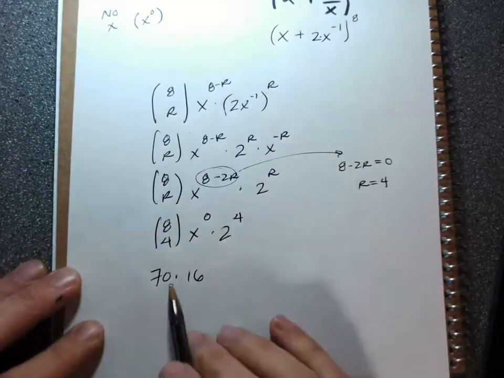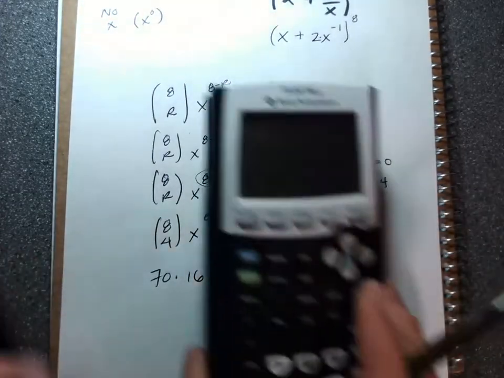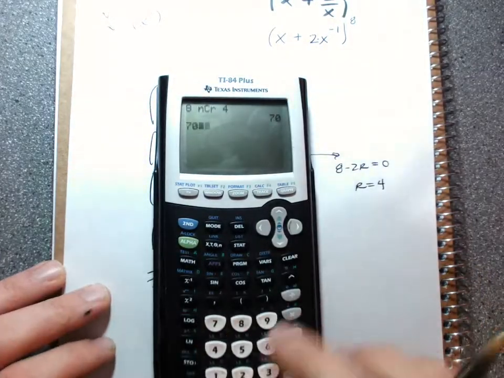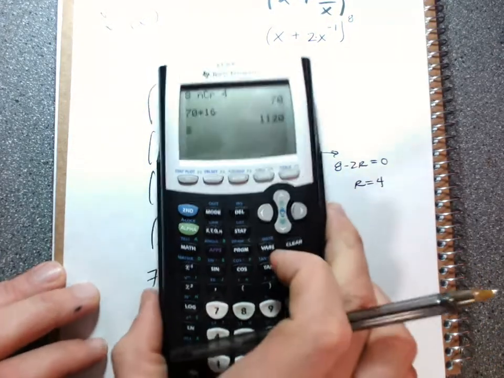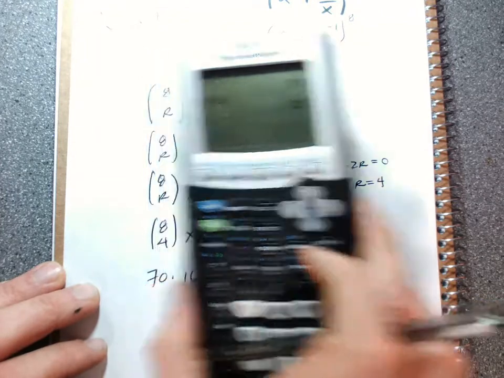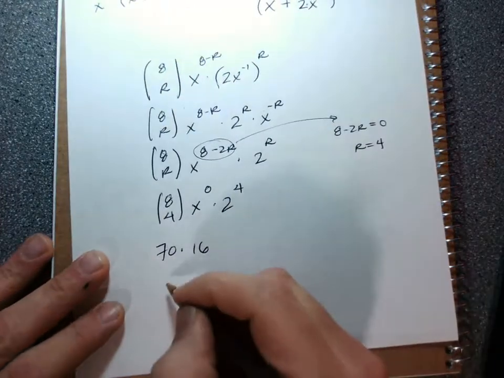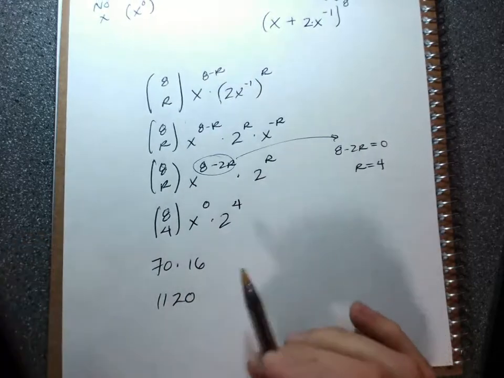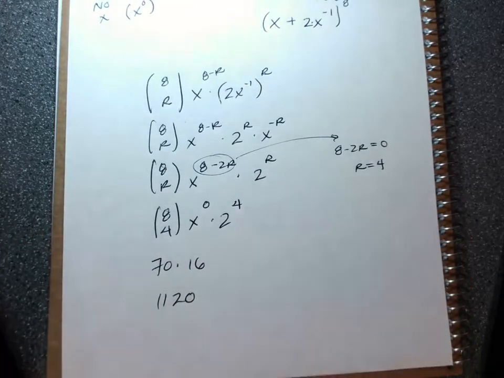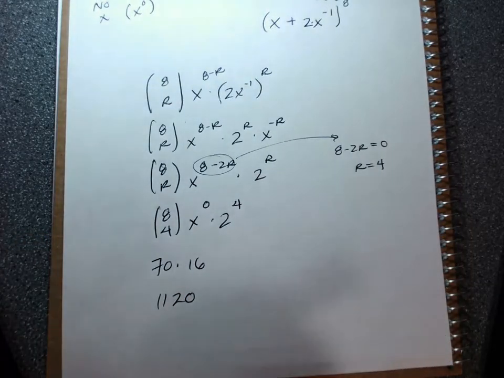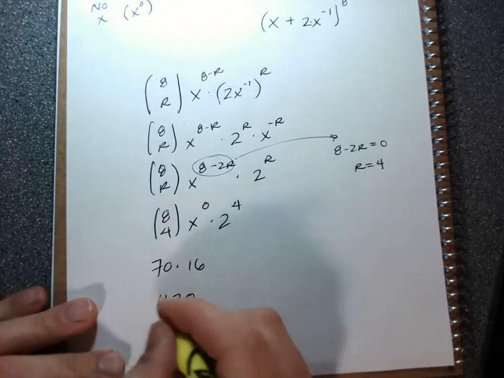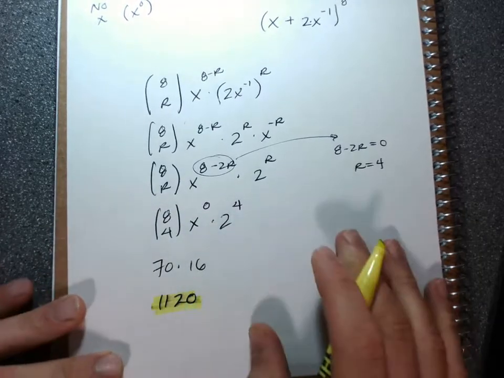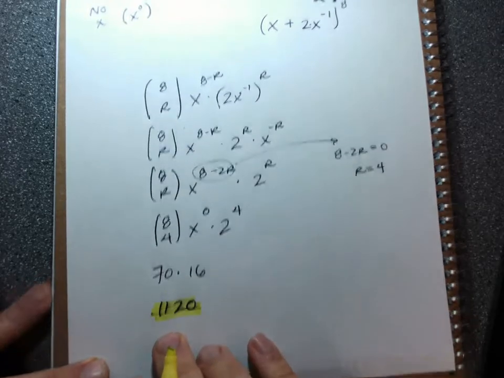It results in just that. Take 70 times 16, 1120. So if we were to go through the trouble of expanding everything out, the middle term, the x's would cancel with one another and produce that constant term.